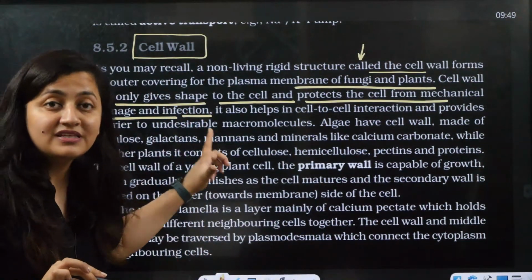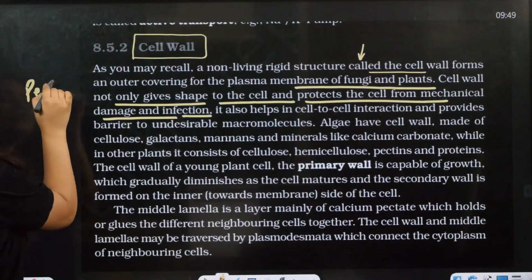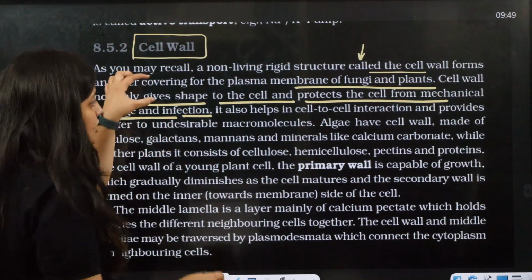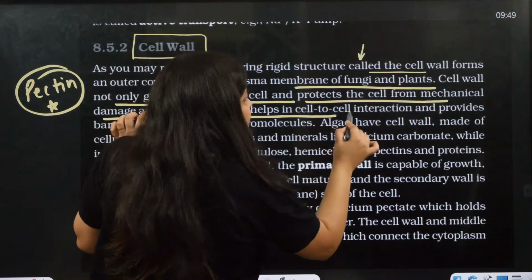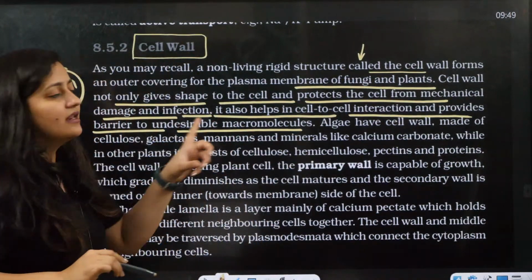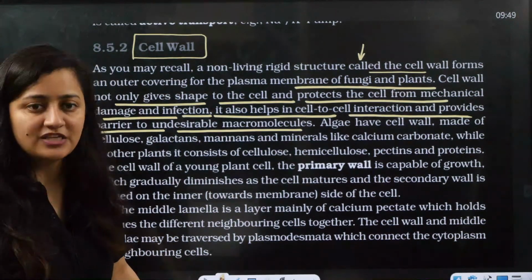Now I told you very clearly that in the case of plants, it is the pectin which will fight with that infection. Along with that, it also helps in cell to cell interaction and provides a barrier to undesirable macromolecules, like I showed you with plasmodesmata, the continuous cytoplasmic connection.